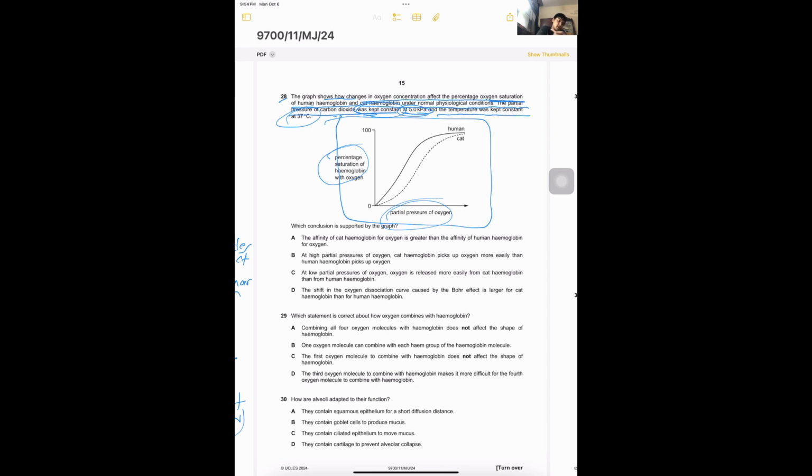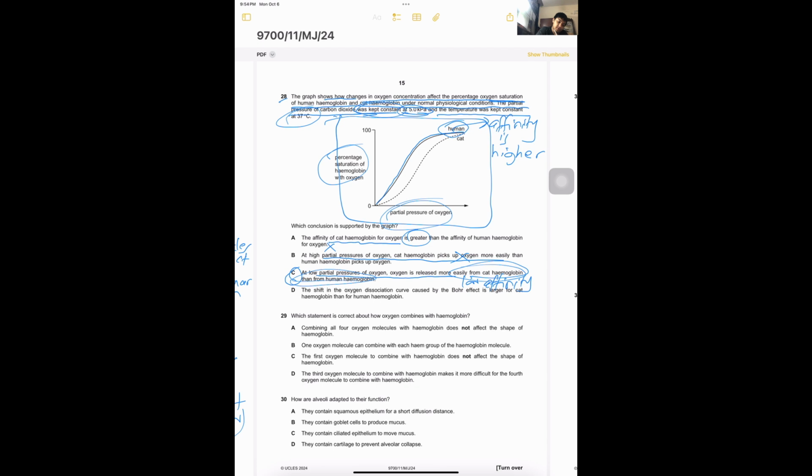In this type of graph, as we know, the higher a curve is, the more affinity that hemoglobin has. So the affinity of cat hemoglobin is definitely lower. At high partial pressures of oxygen, cat hemoglobin picks up oxygen more easily? No, it has lower affinity. At low partial pressures of oxygen, oxygen is released more easily from cat hemoglobin? Yes, because it has low affinity, right?